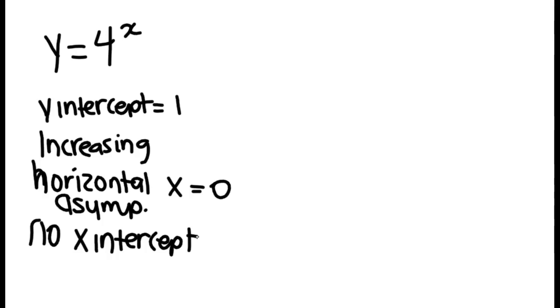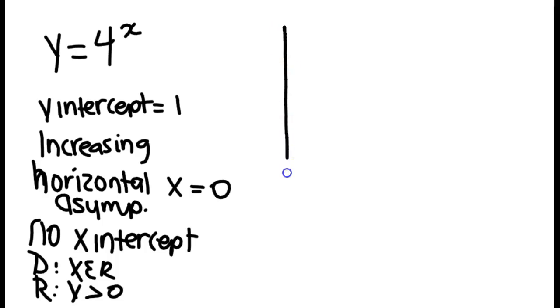And then what did I say the domain was? x is an element of the real numbers. And the range is what? y greater than 0, right? Because it can't be below that line. But we can find all this without even graphing it. We know about exponential functions. But if we were to graph it, all you're doing is making a table.